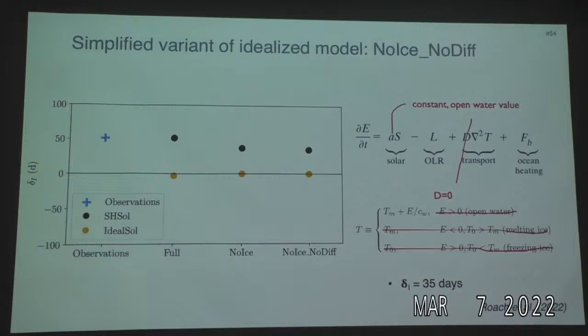But we found that it was representing a lot of the seasonality that we see in the observations. So we think it is an appropriate tool to dive down and see if we can suggest that there's this very simple driver. So with this, no heat transport, no sea ice, we just have the evolution of entropy with insulation, long wave radiation, and then this is actually just a constant term here on the right hand side. So we still find this quite large asymmetry of 35 days.